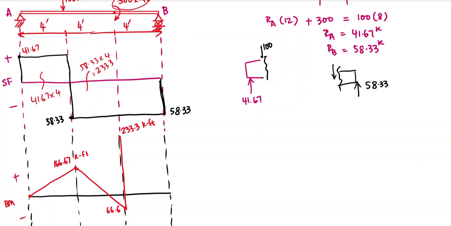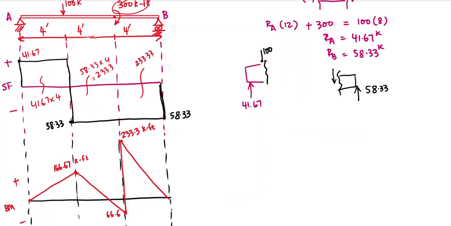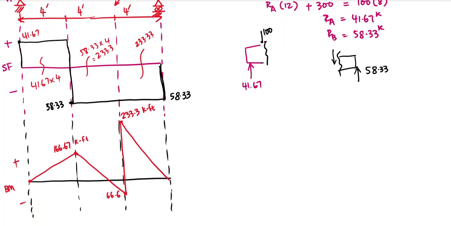Now this part, again the area is 58.33 times 4, which is 233.33. That's negative, so now the moment will have to drop down negative. So 233.3, you will come all the way to 0. And that's what you want, because for that support, the moment has to be 0. So this is your bending moment diagram.